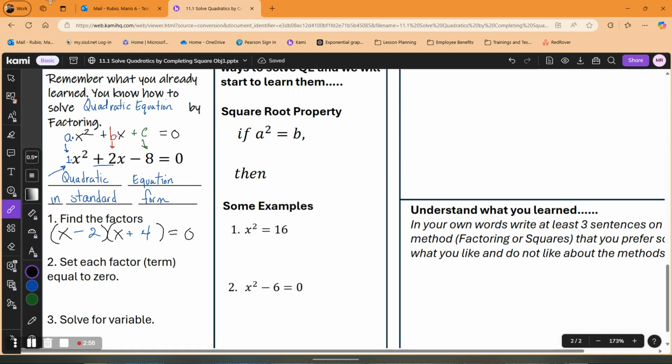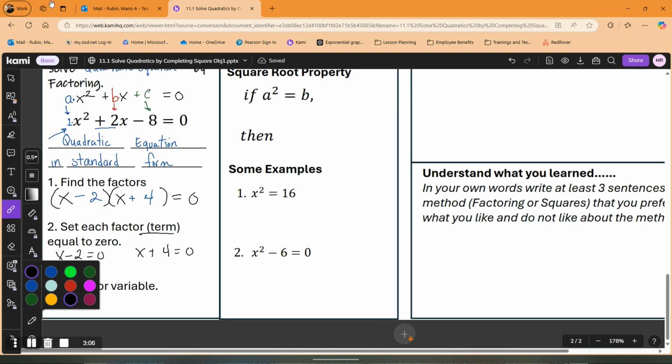Then I had to set each factor or term equal to 0, kind of separating it out into two little baby equations. And then the last part was solving for the value. So one answer is x equals 2, and the other answer was x equals -4. Those were the steps about solving quadratics by factoring.